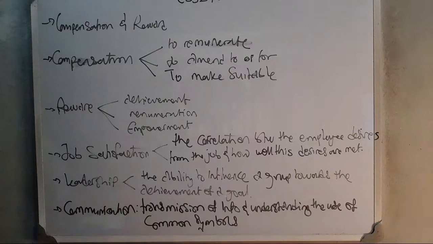Transmission of information and understanding the use of common symbols. Now, in a security organization, communication should consist of certain elements. These elements include authentication of communication, and a clear and formal channel. There must be a clear and formal channel.